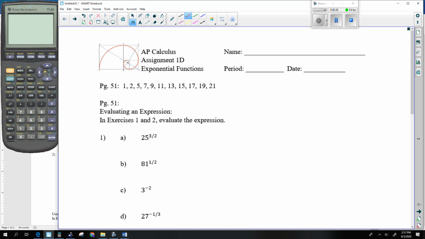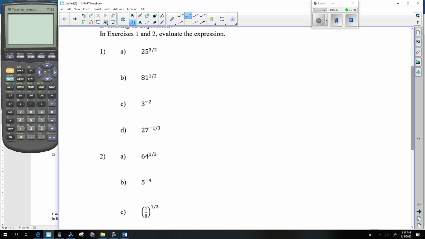All right, so evaluate the expression. All right, so we have numbers to various exponents. So what this is, is the square root of 25 to the third. All right, so the easiest way to do this one is to try to take the square root first. So the square root of 25 is 5. 5 to the third is 1 comma, that's the simplest way of doing it.